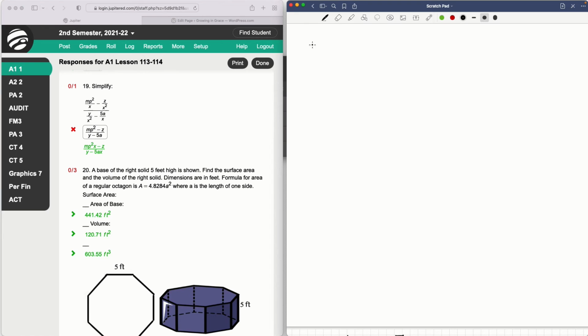So mp squared over x minus z over x squared divided by y over x squared minus 5a over x. All right, so we're going to get common denominators, right? So the common denominator is going to be x squared because we already have an x here. So there's just two x's here. So we're just going to have to multiply this one by another x. So that's going to be mp squared x minus z all over x squared.